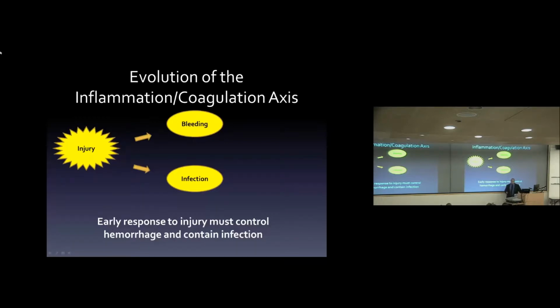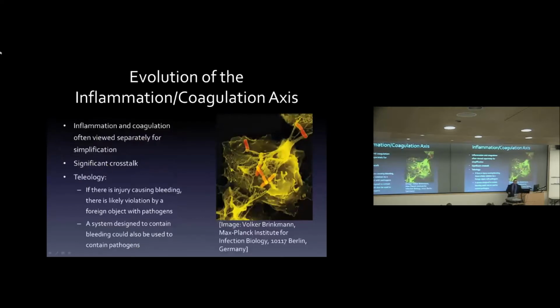So when a body is injured, it has a couple of demands that it has to address pretty much right away. One is bleeding and one is infection. And it turns out that the body is smart. It has recognized for as long as there's been life and vascular systems that if the vascular system is damaged by a traumatic event, there is likely a violation that has included something that has pathogens on it. So it has decided to combine the two tasks in one. And it recognizes that if you have a system that can stop hemorrhage, you might as well also use that same system to deal with infection, because the two go together.